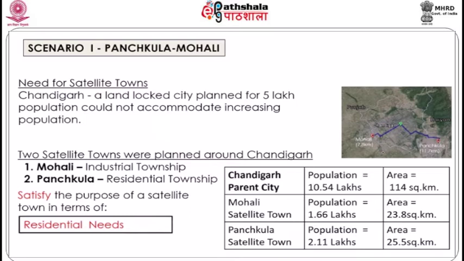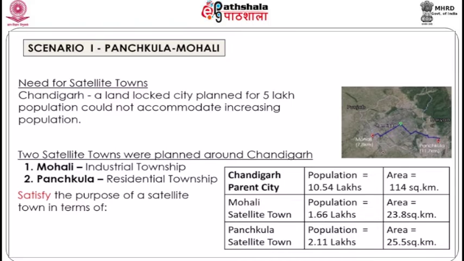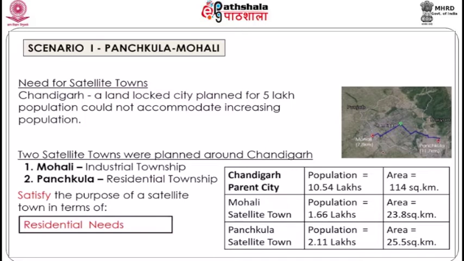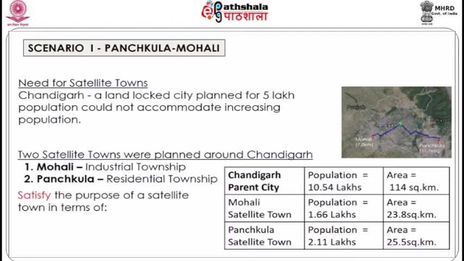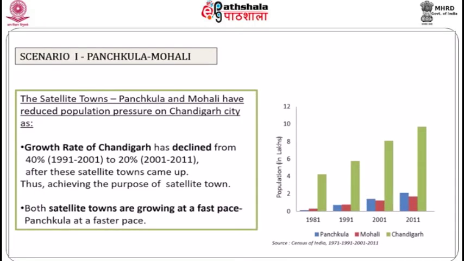And you can see Mohali had a population of 1.66 lakhs and Panchkula a population of 2.1 lakhs. The areas are given here in the table. And as we can see, the growth rate of Chandigarh had declined from 40% to 20% in 2 decades, that is from 1991 to 2001 and 2001 to 2011. After that, the satellite towns came up, and both satellite towns were growing at a fast pace. Panchkula was growing at a faster pace.